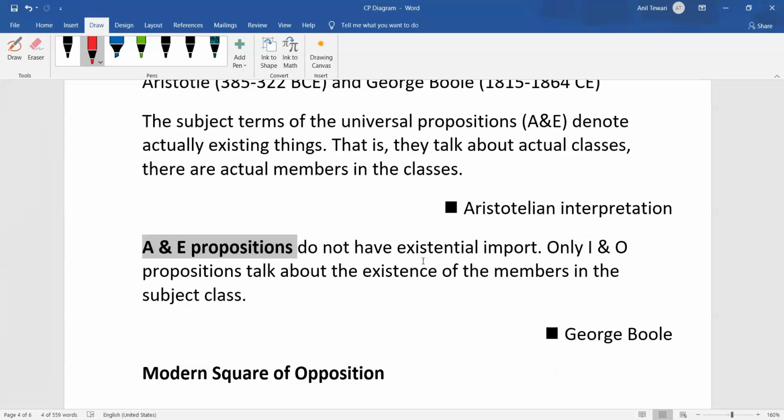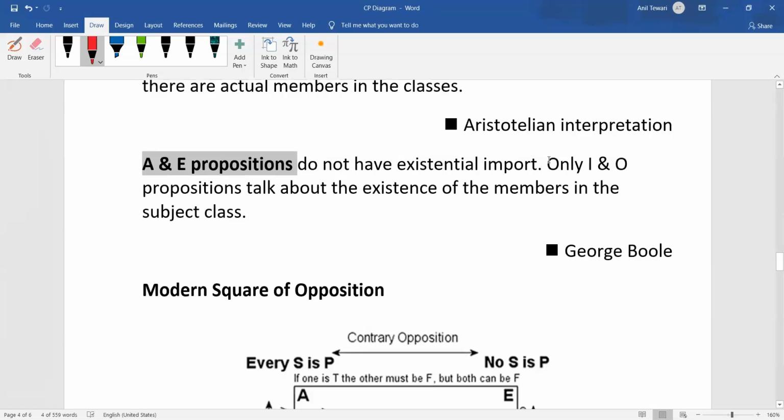So how can it be decided? He has proposed certain things very nicely, so let us discuss that. George Boole said that A and E propositions do not have existential import, meaning they need not claim that the subject class of the proposition has members. But with respect to I and O propositions, he is in complete agreement with the Aristotelian interpretation. That means when we say yes, some politicians are honest, we are talking about actual members in the politician class, which are also members of the predicate class.